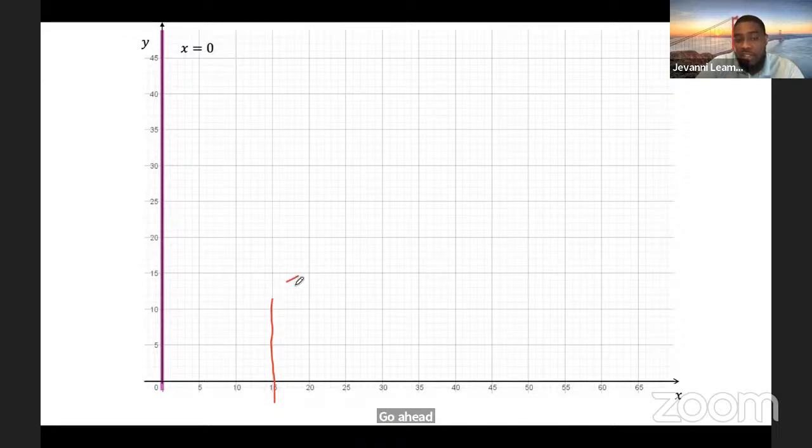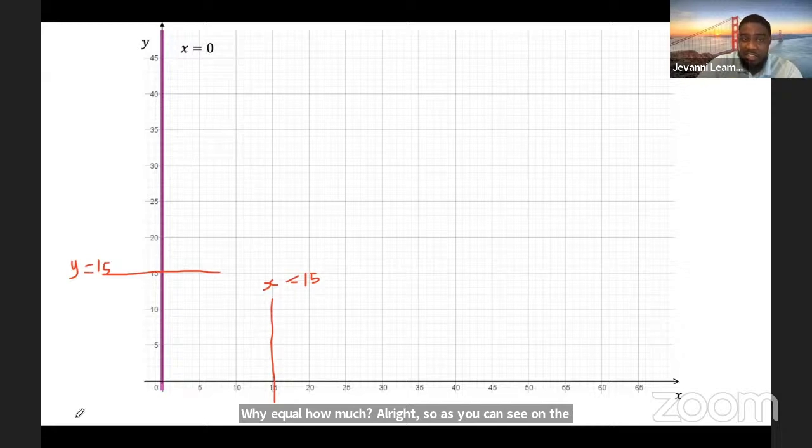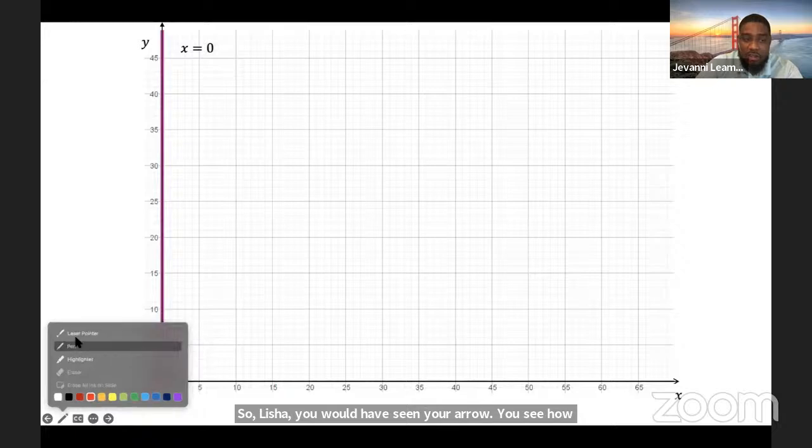Is it y, x, what? Oh, the x would be 15. x is equal to 15, right? Now what if we did this? Put this part right here. What would that be now? Y equals how much? 15. All right, so as you can see on the screen, McCarthy would have been right, so that would have been x is equal to 0, right? So, Luisha, you would have seen your error. You see how you could have corrected yourself? Yes. All right, good.